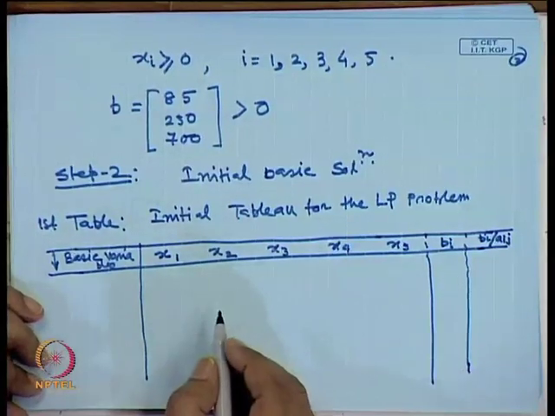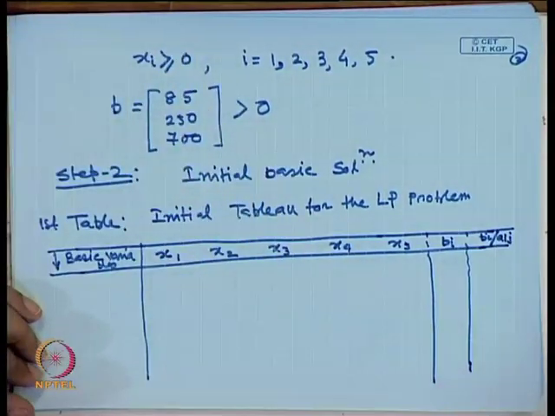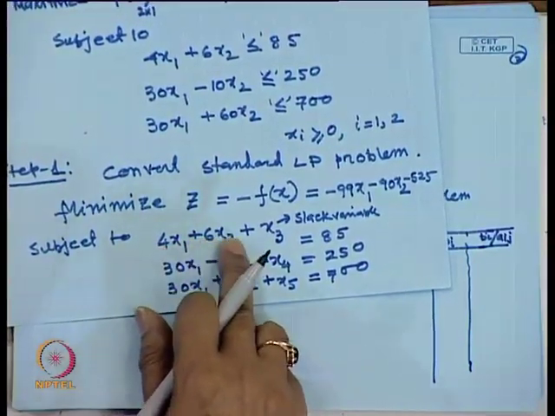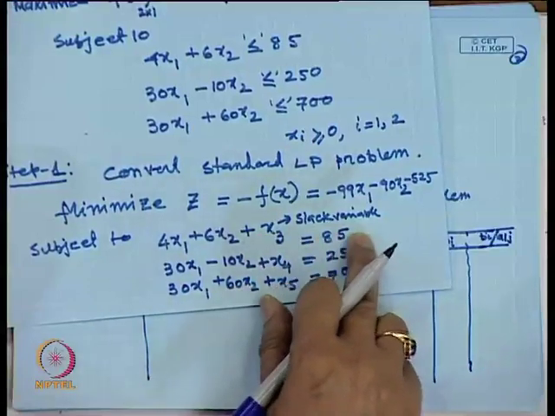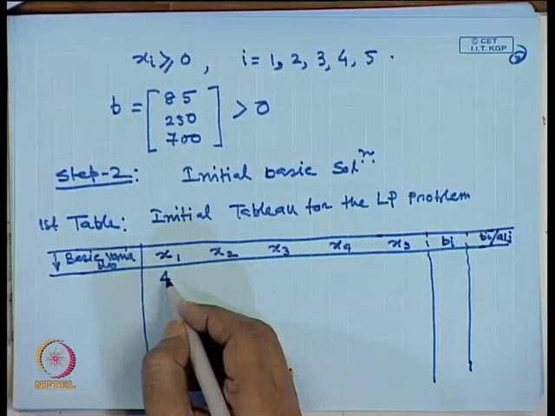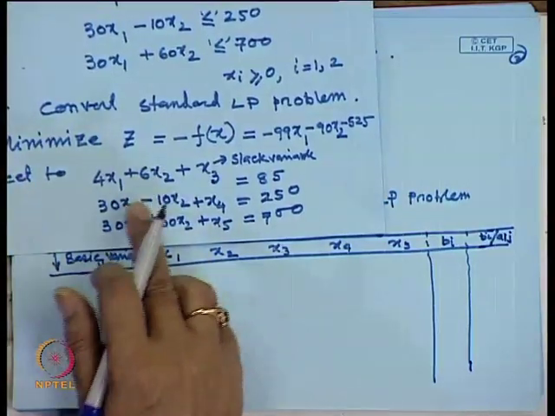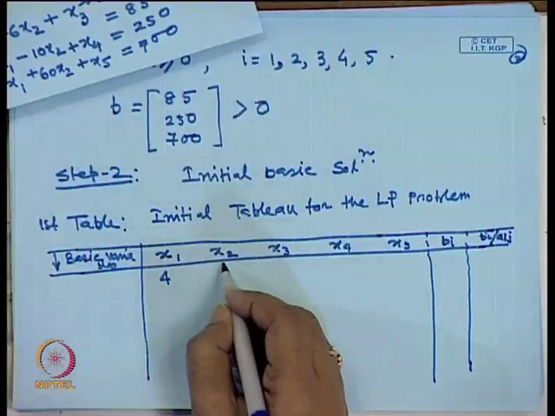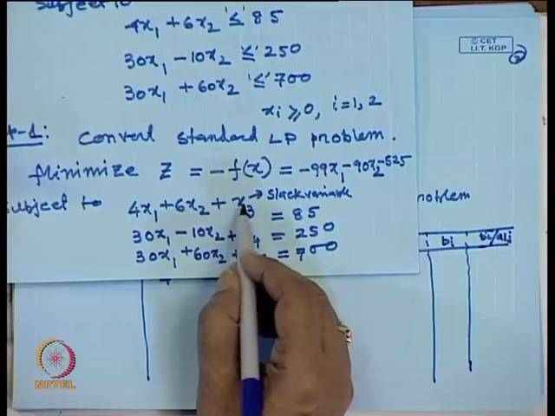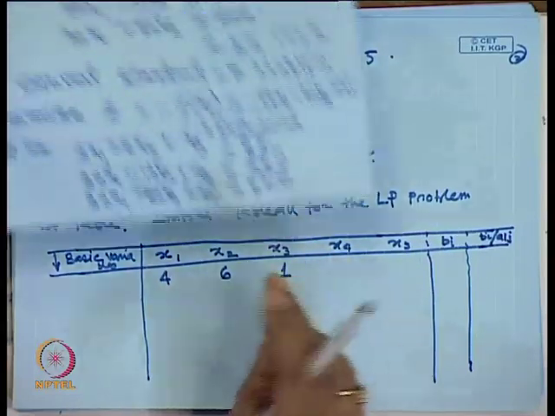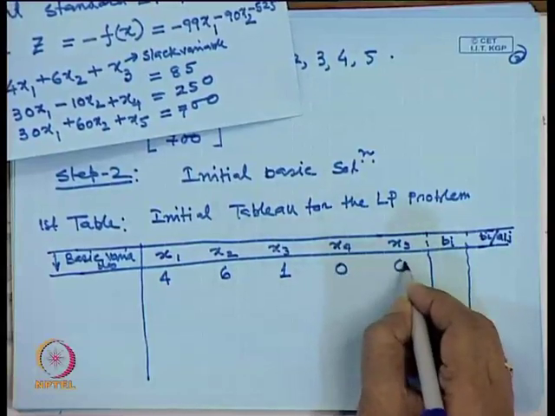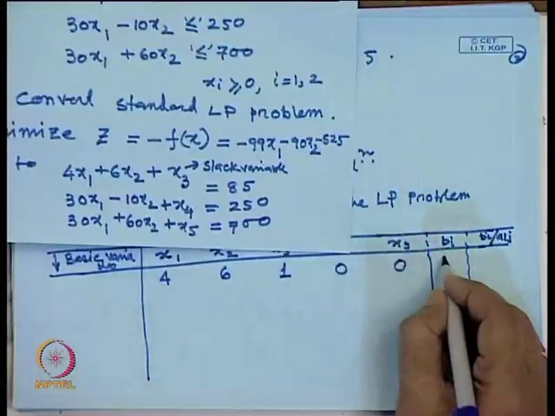So, let us call this the first equation. I am writing the first equation, 4x1 plus 6x2 plus x3 is equal to 85. x1, that means 4 into x1. Next is plus 6 into x2, below x2, 6. Then x3, 1 into x3, below x3, 1. And there is no x4, x5, so I will put the coefficient as 0. And the right hand side is what? 85.